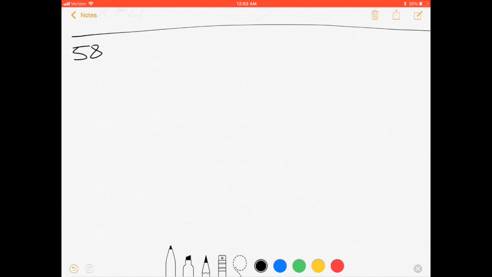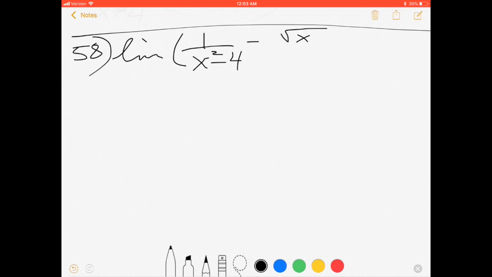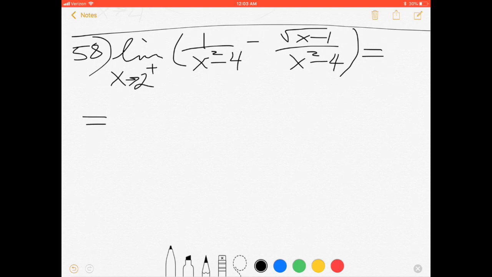What happens in 58 if you have the limit of 1 over x squared minus 4 minus square root of x minus 1 over x squared minus 4. Okay. And here x approaches 2 from the right. If you plug in, you have infinity minus infinity. Great. But we work a little bit.